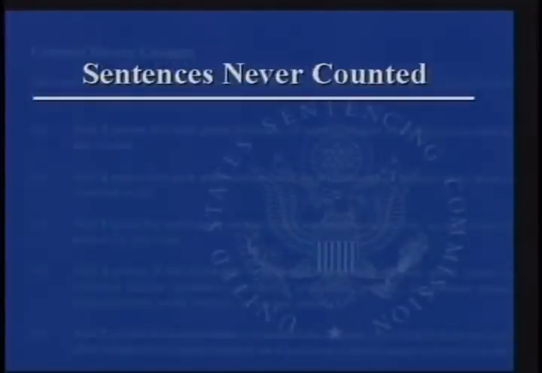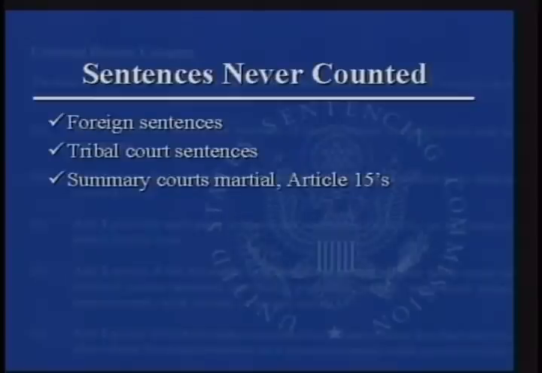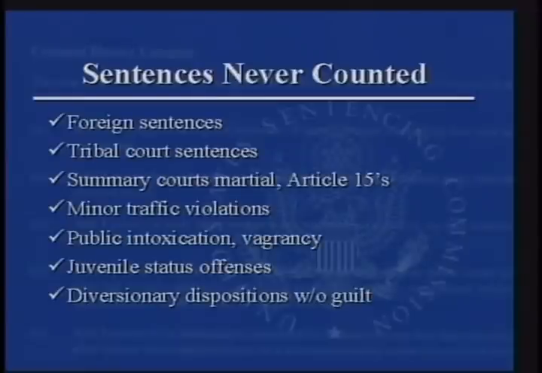Now, Jay, there are certain circumstances where prior offenses would not receive criminal history points. Is that true? That's right. But before we go on to that, I just want to add that there's a 4-point maximum that could be assigned to 1-point sentences, so that it can be peaked at 4. But as Debbie has said, there are some cases that are never counted. Let's take a look at that list of offenses that, regardless of the sentence length, would not be counted. The first one would be foreign sentences, then tribal court sentences, summary courts martials and Article 15s, minor traffic violations, public intoxication and vagrancy, juvenile status offenses, and then diversionary dispositions without a finding of guilt, and lastly, expunged convictions.